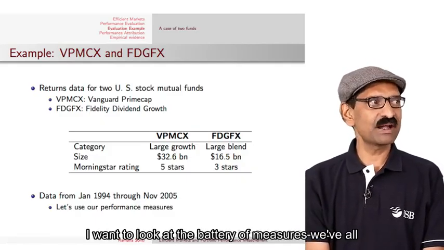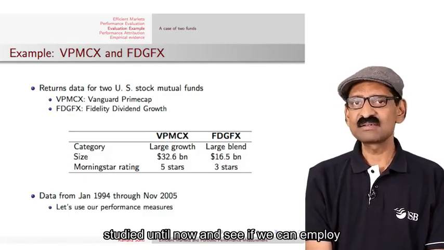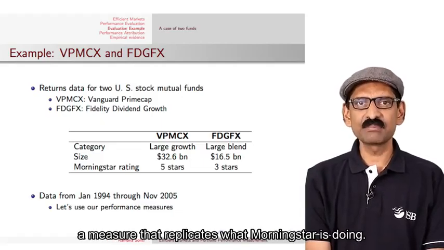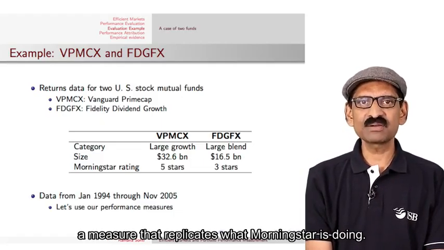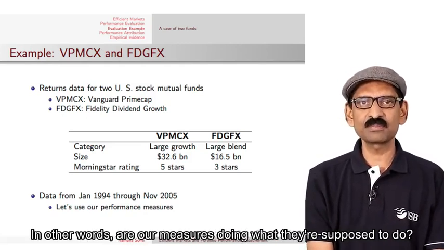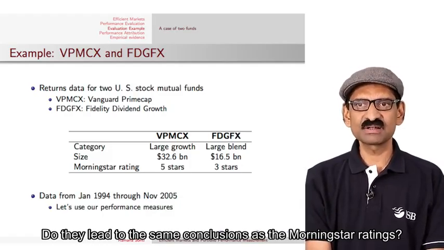I want to look at the battery of measures we've all studied until now and see if we can employ some of those measures and come up with a measure that replicates what Morningstar is doing. In other words, are our measures doing what they're supposed to do? Do they lead to the same conclusions as the Morningstar ratings?